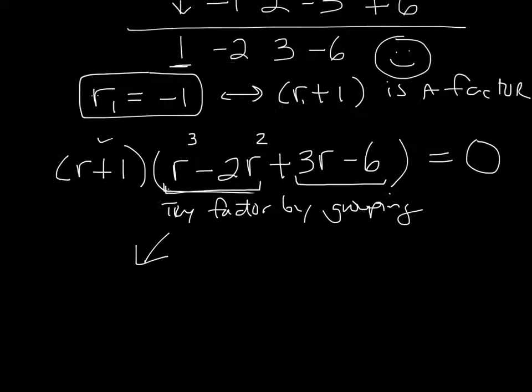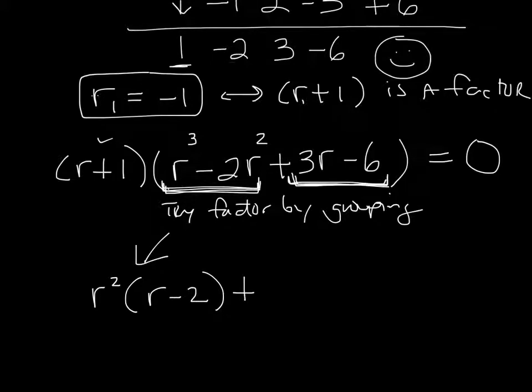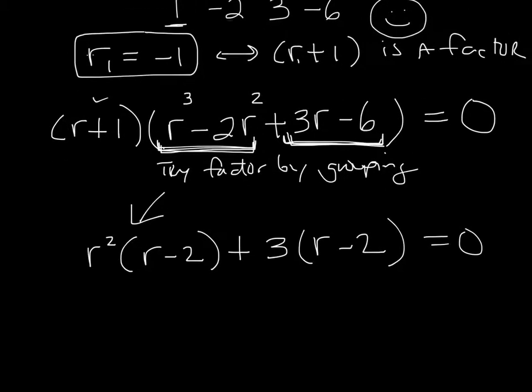So in this first group, we could definitely take out an r squared, and what's left? R minus 2. Ooh, this is going to look nice. I can see it already. Plus, and then what is our GCF here? Well, we can factor out a 3. What's left over? R minus 2. Oh, I'm excited. This is good.